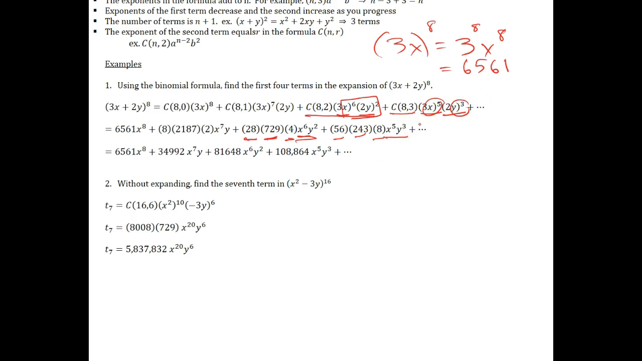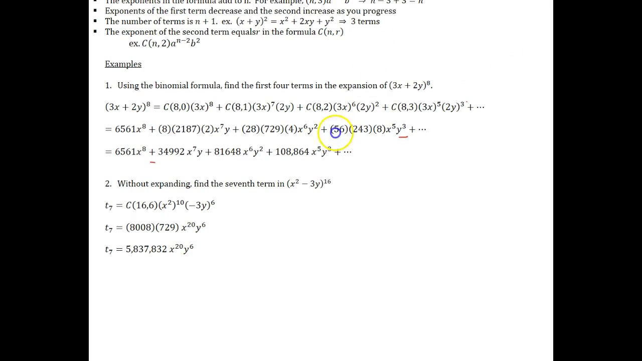Okay, and really all you have to do is multiply these terms out, and this would be your final answer. So these are the first 4 terms, and numbers get quite large kind of fast, of 3x plus 2y to the power of 8. And essentially you're done with that question. So using that formula, the binomial coefficient, seems to be a little bit easier.